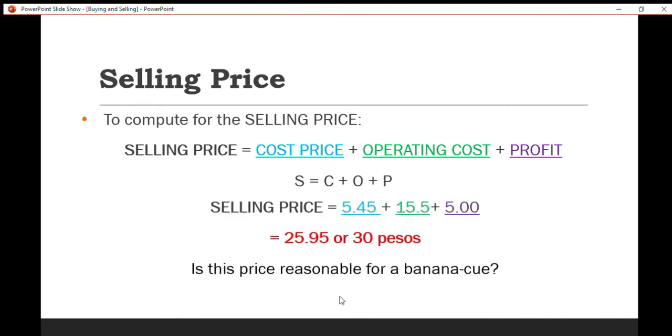So kung titingnan natin yung ginawa natin kanina, let's say the cost price is 5 pesos and 45 centavos plus 15 pesos and 50 centavos. Tapos gusto ko pang kumita ng 5 pesos per banana Q. So, papatak ng 25.95. So, 25 pesos and 95 centavos or 26 pesos. Sorry, mali. 30 pesos ang nalagay ko. 26 pesos ang isang banana Q. Bibili ka ba ng 26 pesos na banana Q? Parang hindi ata tayo bibili ng 26 pesos na banana Q.